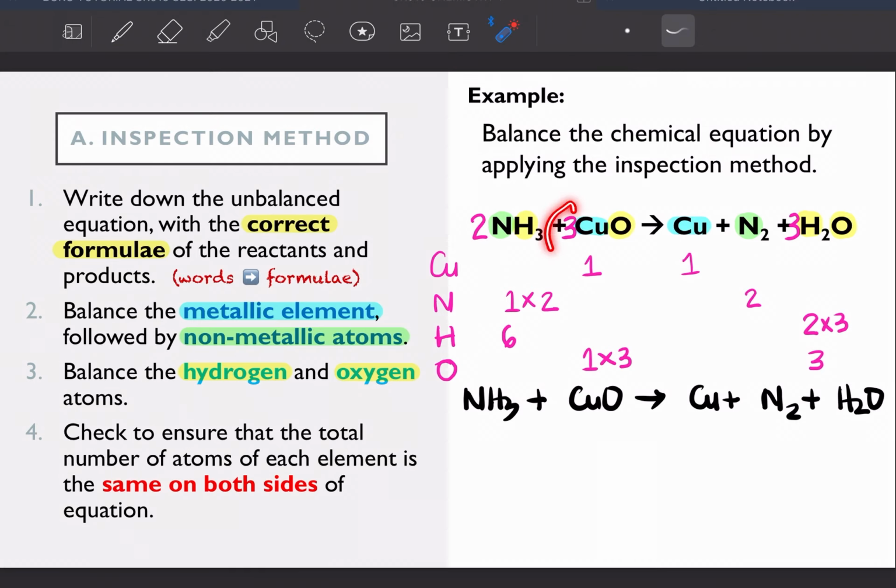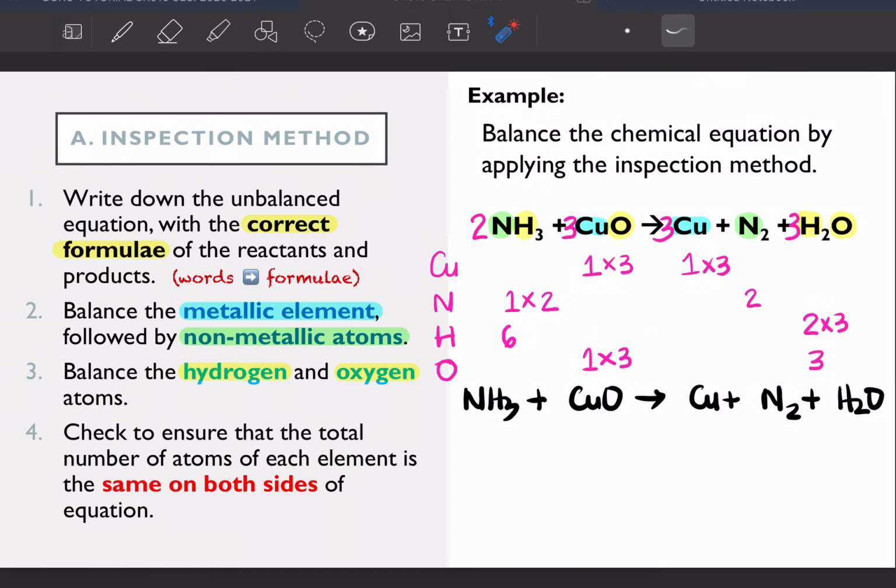Now that you already put 3 in front of your copper oxide, that means that your copper is now 3 copper. Okay. So letak kali 3 kat sini. So that means you have to balance lah the copper on your right hand side pula. So how are we going to do that? Times with 3, okay? Okay, so now I think we have balanced our chemical equation. The last step is for you to ensure that the total number of atoms of each element is the same on both sides of equation.